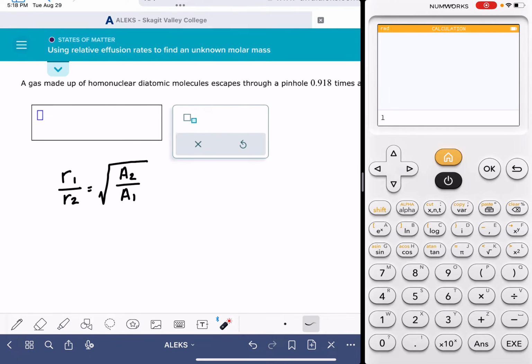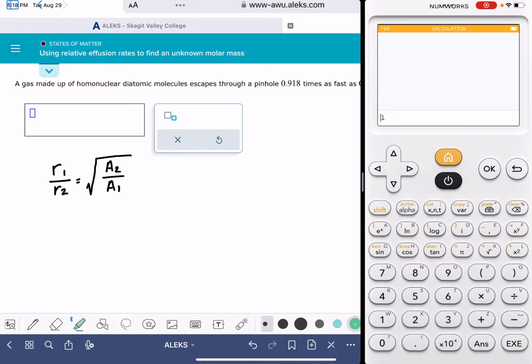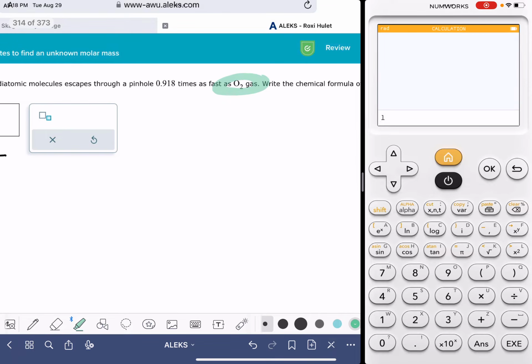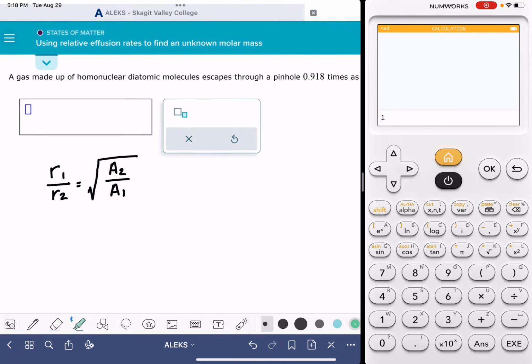And so for this problem, we've got two different gases. ALEKS is giving us information about the identity of one of the gases. For my problem, it's an O2 gas. And then we also have an unknown gas.